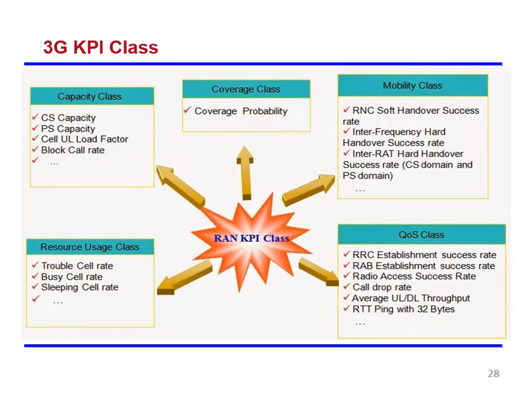And the 3G KPI classes are also there. What are the different KPI classes? Capacity class, they are talking about the capacity parameter, and coverage class, mobility class, QoS class, resource usage class. So these are the various parameters that are there in every class. Just go through the various parameters. If you have any doubt, you can ask me. Basically, these KPI classes are indicating the radio access network.